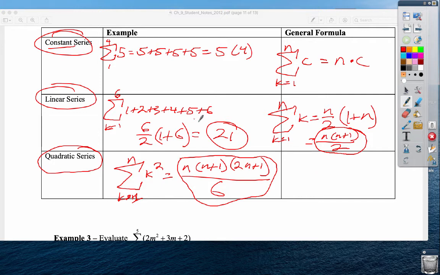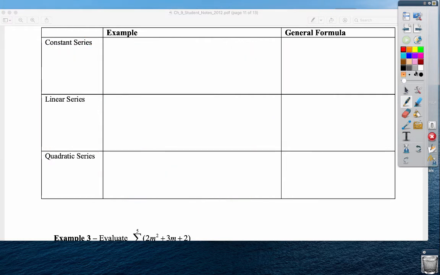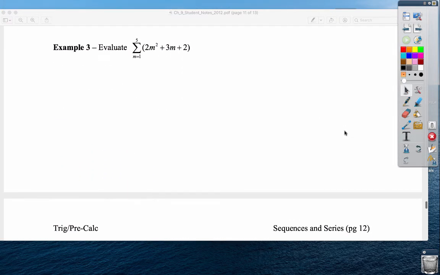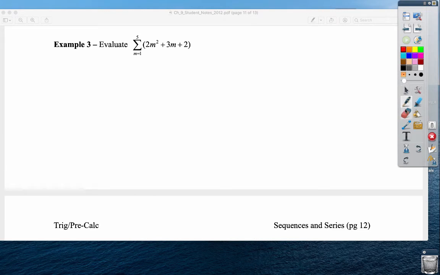Okay, so let's take those. I have to erase them because we're going to go down here. And what we're going to do is, using those rules from the top, create these situations where we can use those formulas. So the first thing I'm going to do is separate this into three things. I'm going to take the 2 out front, and I'm going to go from 1 to 5, and that's going to be an m squared. There's the 2m squared. And then I take the 3 out of this one, and I'm going from 1 to 5, and now I have a linear one.